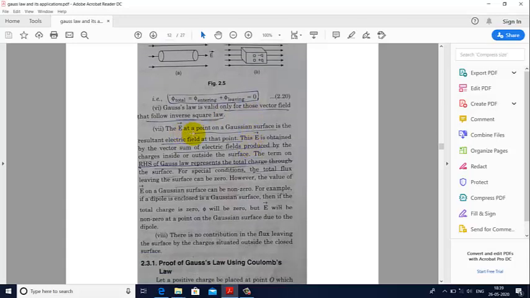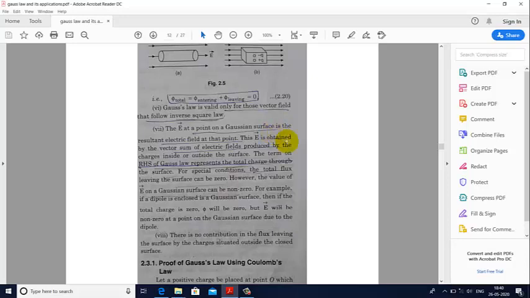The E electric field at a point on Gaussian surface is the resultant electric field at that point. This E is obtained by the vector sum of electric field produced by the charges inside or outside the surface. The term on RHS of Gauss law represents the total charge through the surface. For special conditions, the total flux leaving the surface can be 0. However, the value of E on a Gaussian surface can be non-zero.